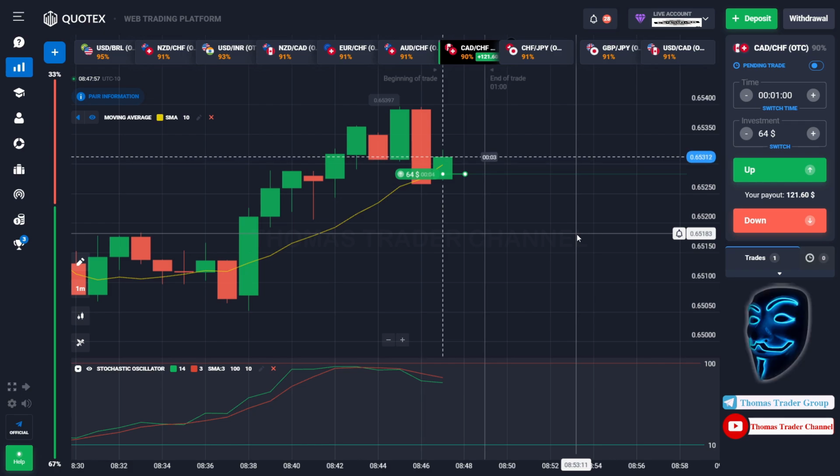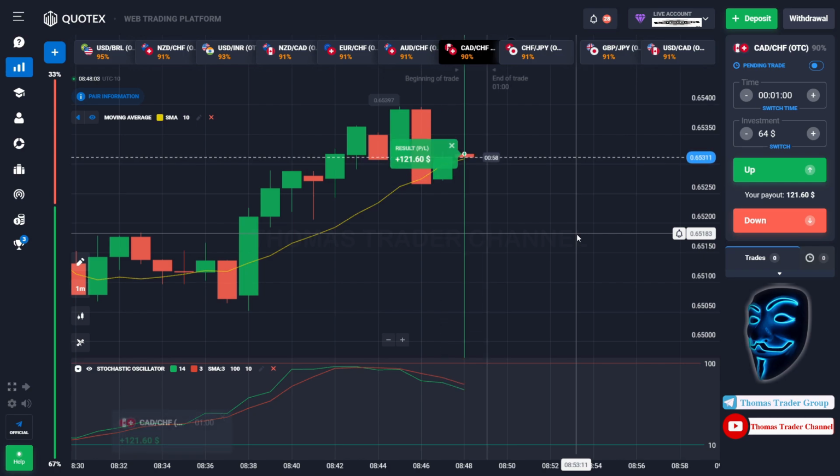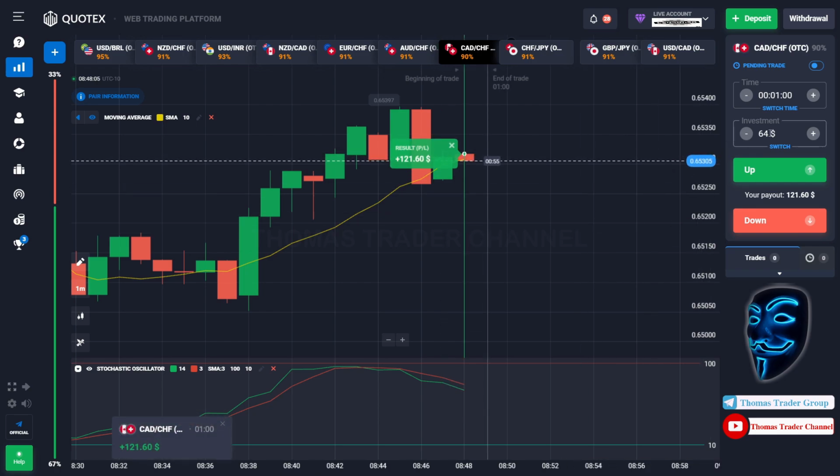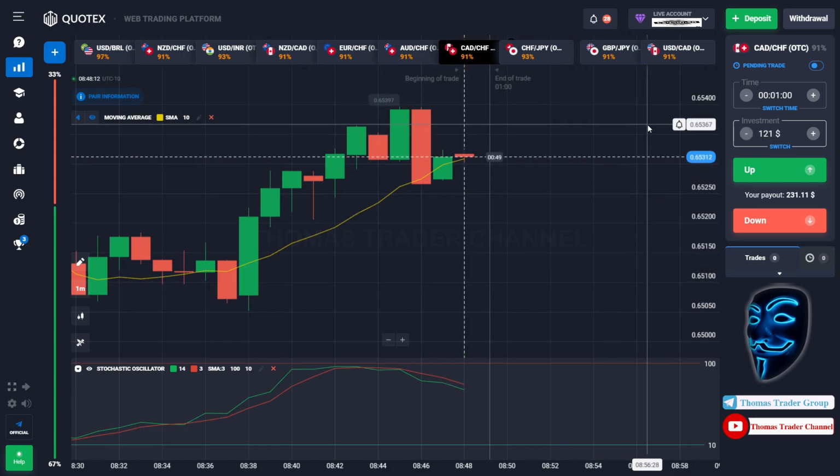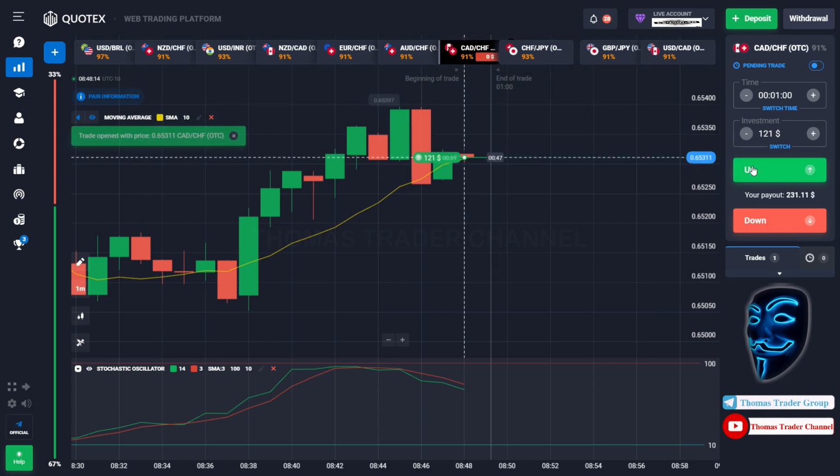We made a right prediction over here. We made a profit of $121. Let's change our investment into $121. And over here we still can open buy for 1 minute.